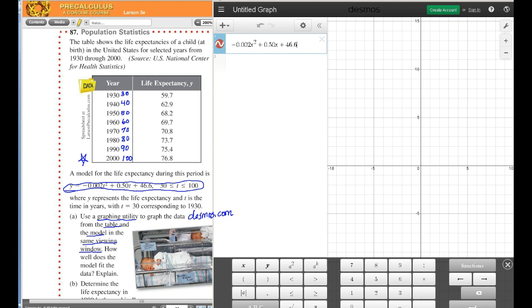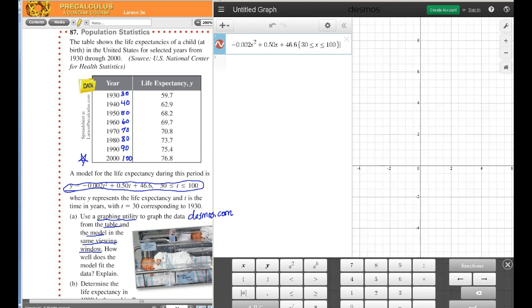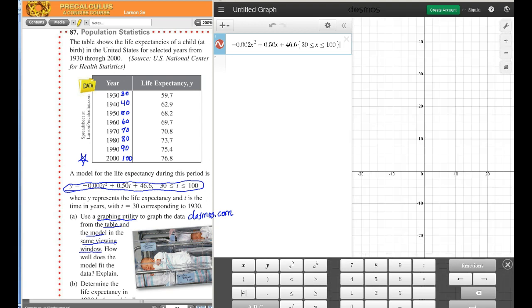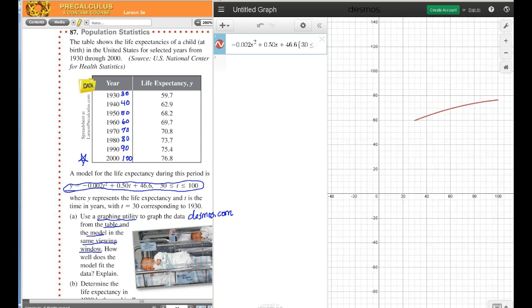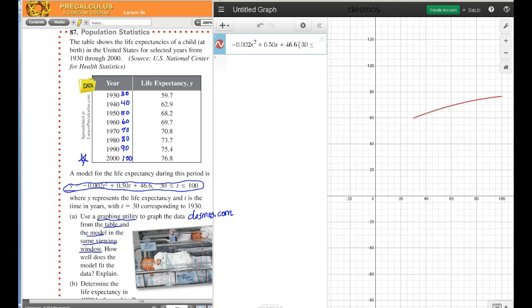And then we need to tell it the domain, which, if you recall, you need to put your brackets there: 30 less than or equal to x, and x less than or equal to 100, and close your brackets. See how we can't really see our graph? So remember, we can zoom out here so we can find it. There it is. It's way over there. Now we can find it.